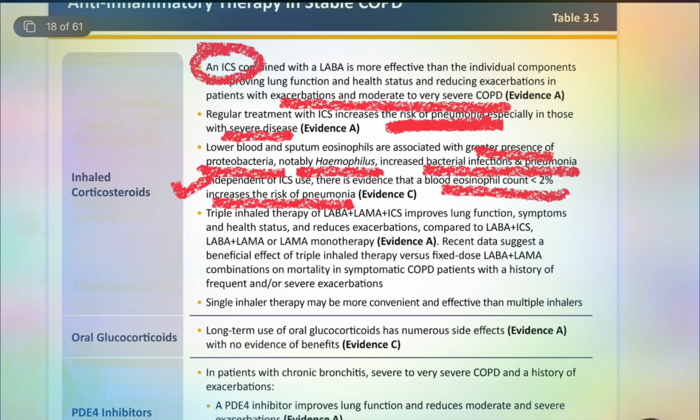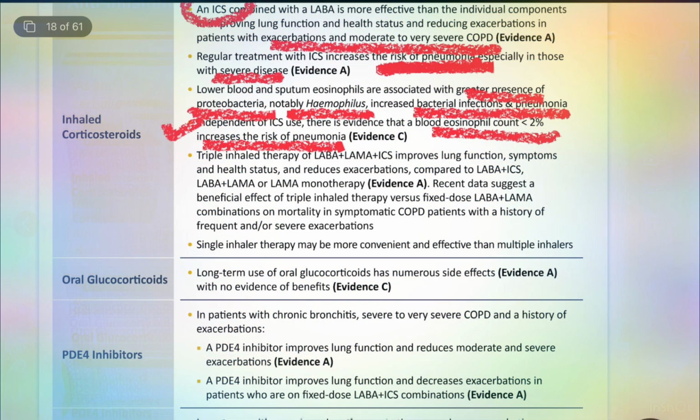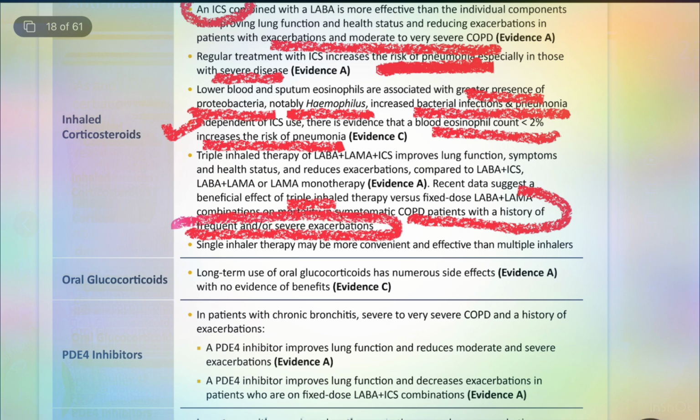Triple inhaled therapy of LAMA, LABA, ICS improves the lung function, symptoms, and health status and reduces exacerbation compared to LABA plus ICS or LAMA monotherapy. So the triple combination is better than every other combination. Recent data suggests a beneficial effect of triple inhaled therapy versus fixed dose LABA plus LAMA combination on mortality in symptomatic COPD patients with a history of frequent severe exacerbations. So with the triple inhaled therapy, there is decreased chance of mortality. And single inhaler therapy may be more convenient and effective than multiple. We have already discussed it.